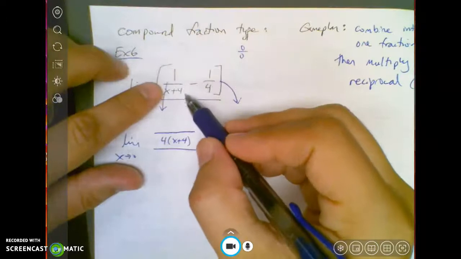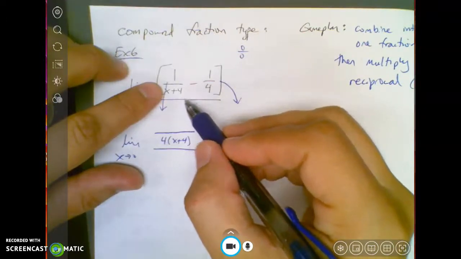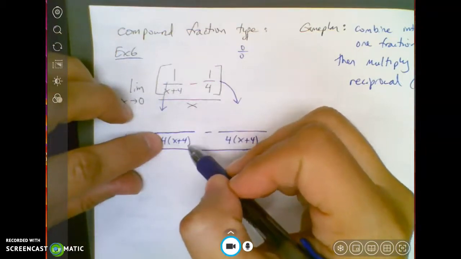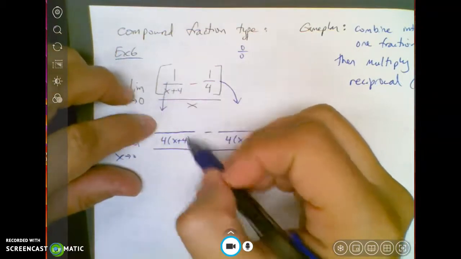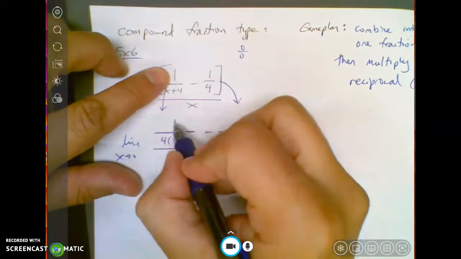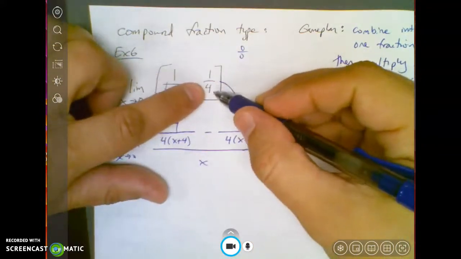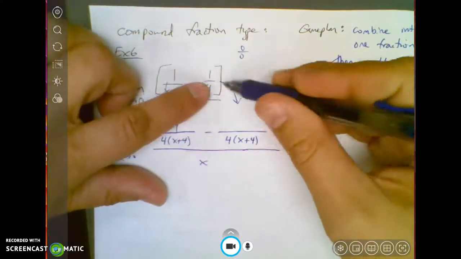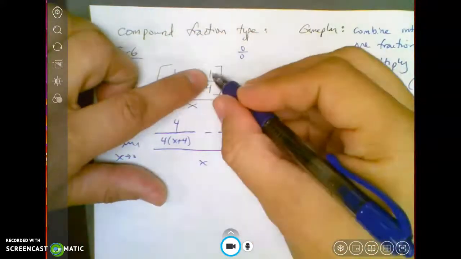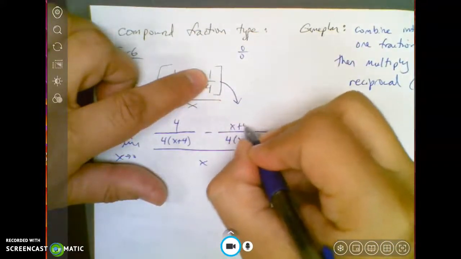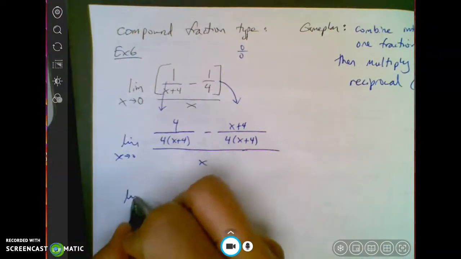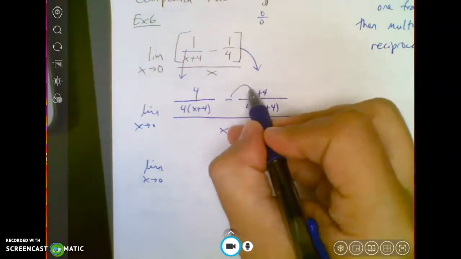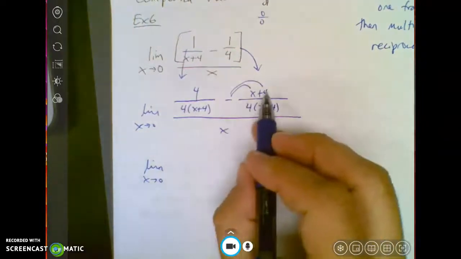Now, here's where you got to talk to yourself. You say, self, what did I do to the bottom to make it look like that? Well, thanks for asking, self. I multiplied it by 4, so I got to multiply the top by 4. And here you do it again. Self, what did I do to this bottom to make it look like that? I multiplied it by x plus 4, so I'm going to multiply the top by x plus 4. And here's usually where the rookie mistake happens, if people make them. Make sure that minus sign distributes to everything up top.